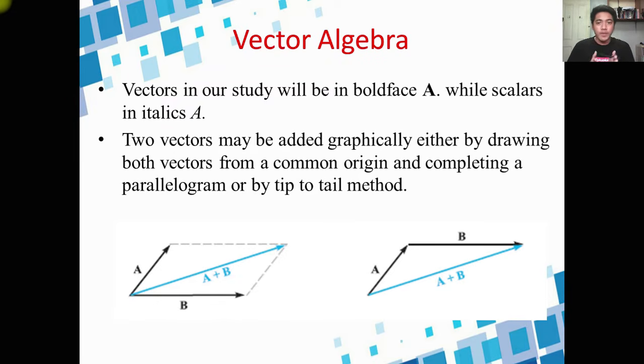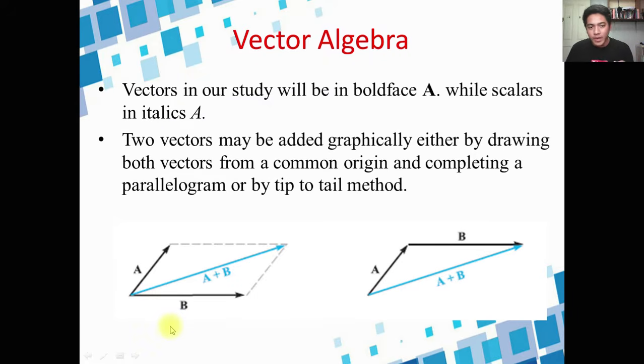Two vectors may be added graphically either by drawing both vectors from a common origin and completing a parallelogram, or by the tip-to-tail method. So we can add vectors by the parallelogram method. This is vector A, vector B. As you can see here, the resultant, or A plus B, is drawn from the common origin of both vectors A and B, and drawn towards here because this dashed line is a projection of B, and this dashed line is a projection of A, so that A plus B is the vector here. Hence you are forming a parallelogram.